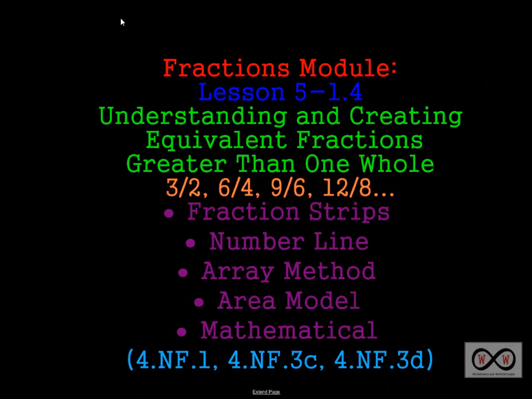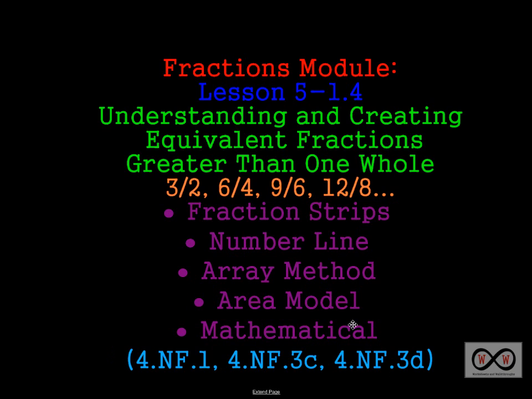In this video walkthrough lesson, we're going to continue looking at our fractions module, and this is lesson 5-1.4, understanding and creating equivalent fractions that are greater than one whole. We've worked with unit fractions, 1/2, 1/3, non-unit fractions, 2/3, making equivalents for all those fractions, but now our focus is upon fractions that are greater than one whole. And we'll be using fraction strips, number line, array method, the area model, and we'll be handling equivalents with fractions greater than one whole mathematically as well.